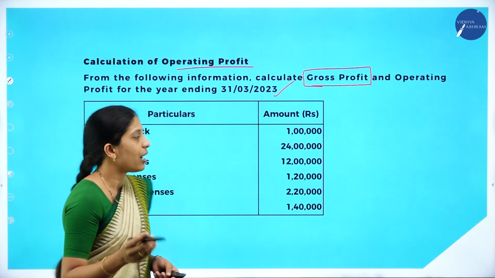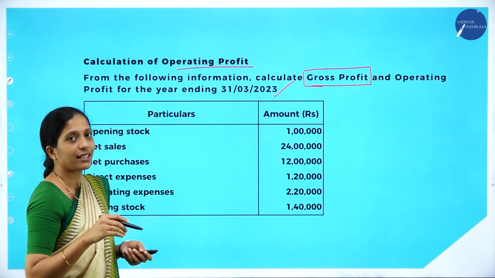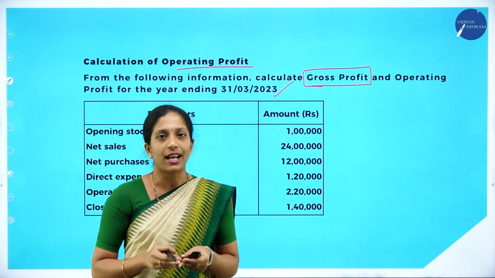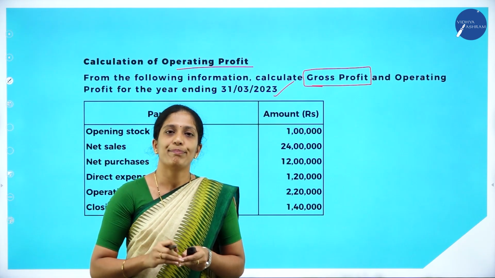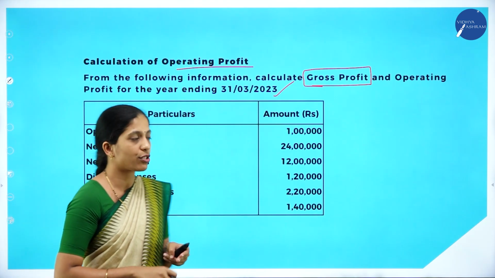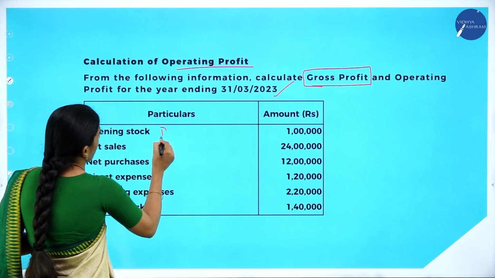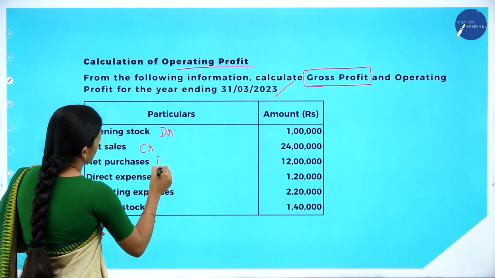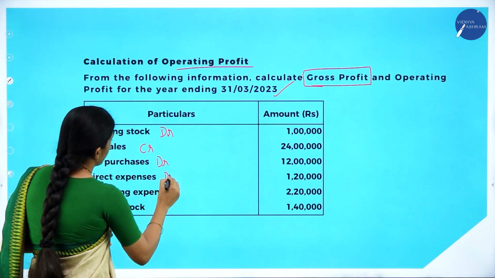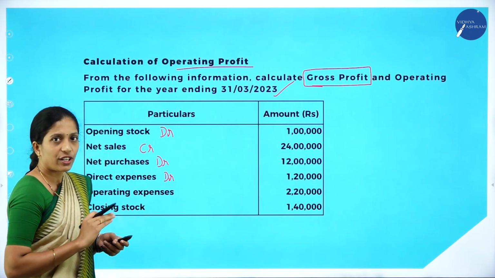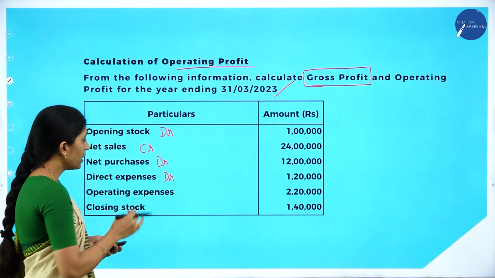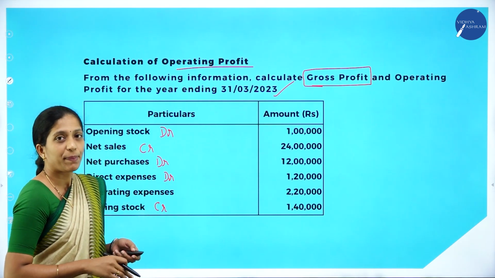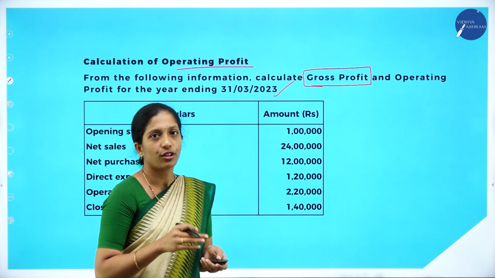So in your trading account, what are the things you have to write in the debit side? To opening stock, to purchases, less returns, to direct expenses. And in the credit side, by sales, less returns and by closing stock. So opening stock has to be recorded in the debit side. Sales, we have to record in the credit side, purchases in the debit side, direct expenses in the debit side. Operating expenses will not come under trading account. So closing stock we have to record in the credit side.